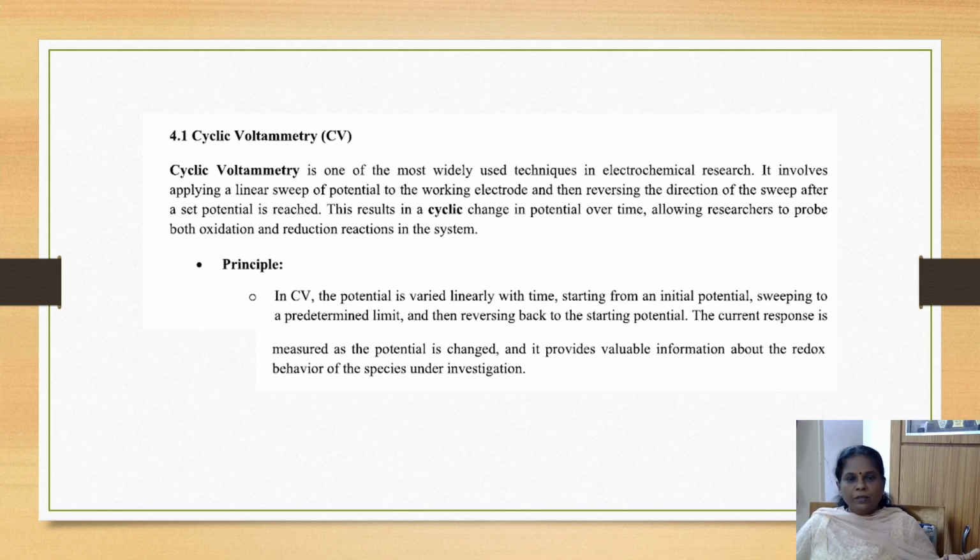the system. The principle is, in CV, the potential is varied linearly with time, starting from an initial potential, sweeping to a predetermined limit, then reversing back to the starting potential. The current response is measured as the potential is changed, and it provides valuable information about the redox behavior of the species under investigation.